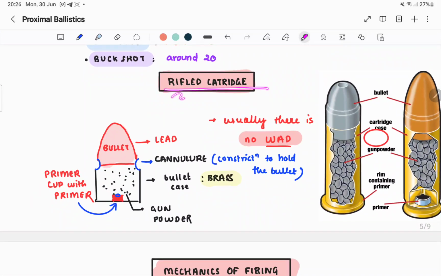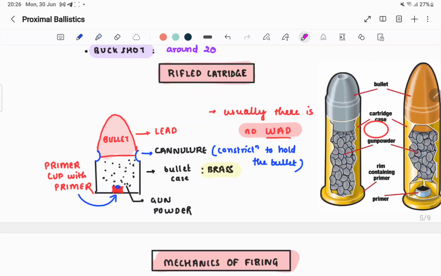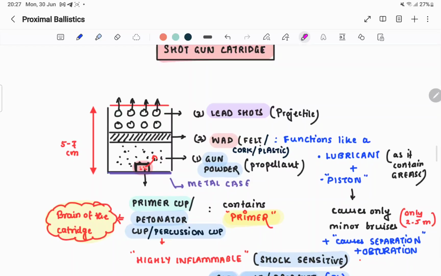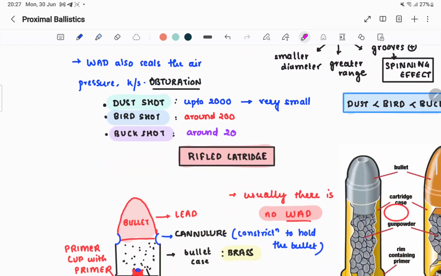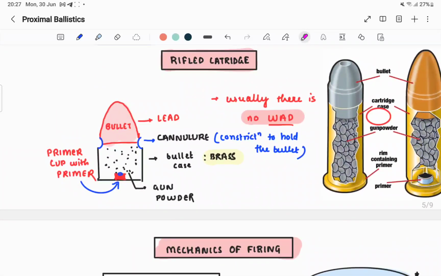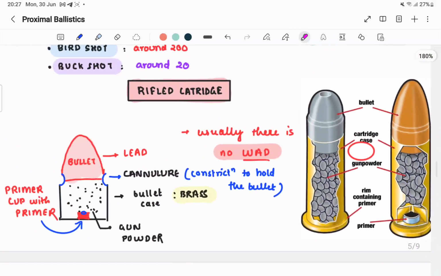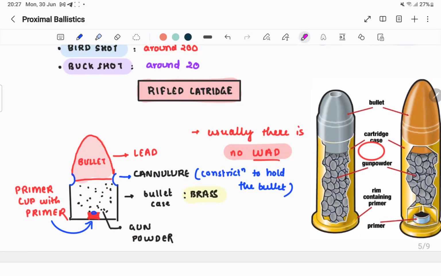Let's look at the bullet of a rifled cartridge. This is called the bullet. There's a cannelure here, a depression like this called the cannelure. Cannelure is basically a constriction to hold the bullet. And here also we have the primer cup with primer, and gunpowder. The bullet case is made of brass. In the shotgun it was a metal case, and here it is brass. You can see the difference. This is a rifle cartridge.